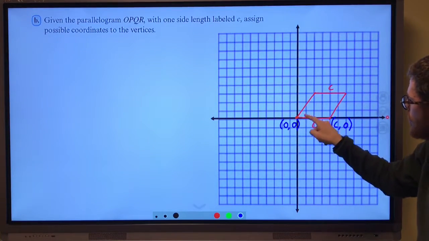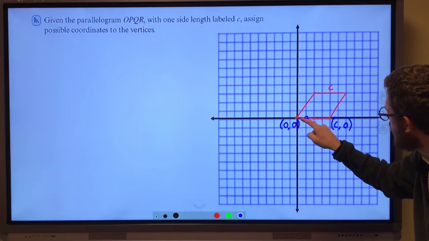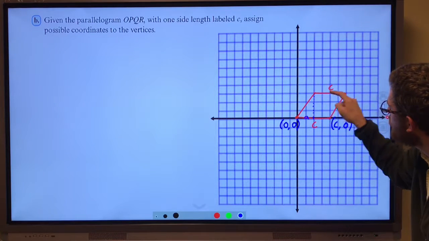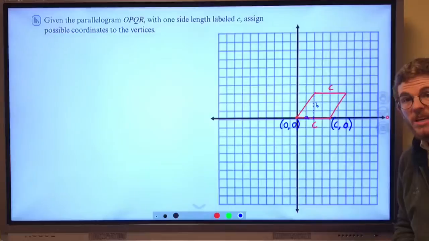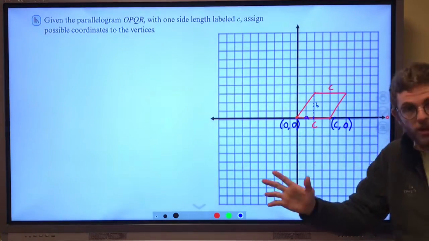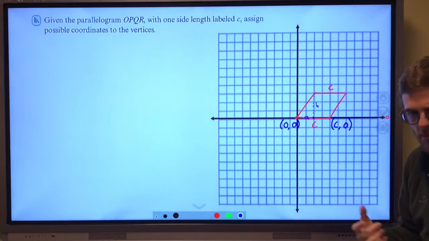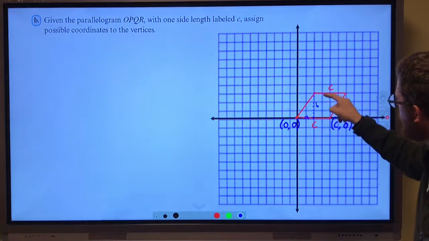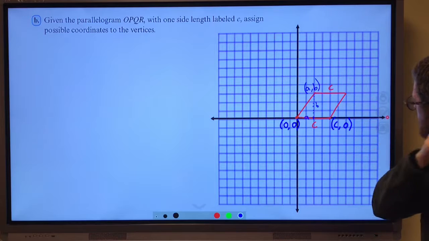Here I went over some amount. Right here I went over some amount. I'm going to let that amount be A to get to here. And then I went some amount that I'm going to let be B. So this is a little confusing here probably. Went over A, up B, because I'm letting these be variables. These are possible coordinates. Over A, up B. That point would be A comma B.